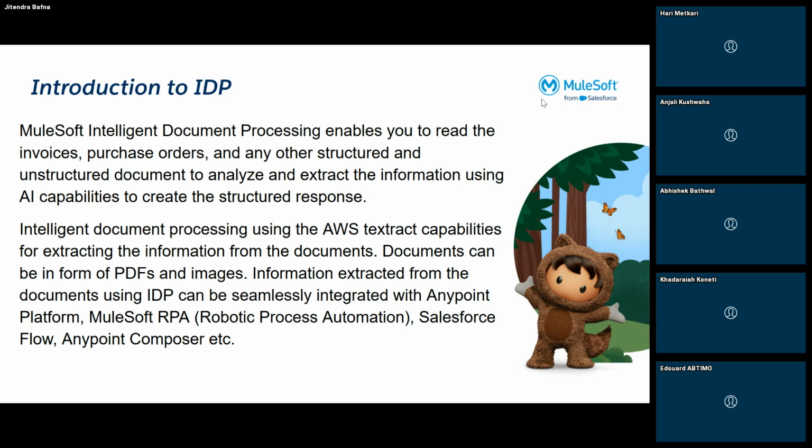So this IDP can easily integrate with any Anypoint platform. Whenever you publish a document action or IDP document action into Anypoint Exchange, it will provide the APIs. Those APIs can be used to integrate with any Anypoint platform. You can also integrate with your robotic process automation, with Salesforce Flow, with Anypoint Composer, or with any external application because it provides the APIs. There are APIs for posting the document, and APIs for retrieving the status of the document, right? Those APIs get published once you publish this document action into Anypoint Exchange.